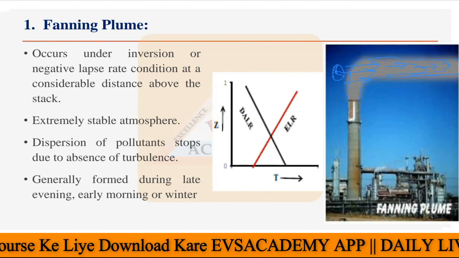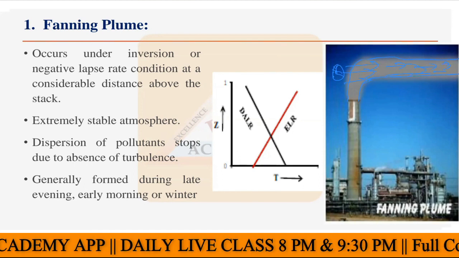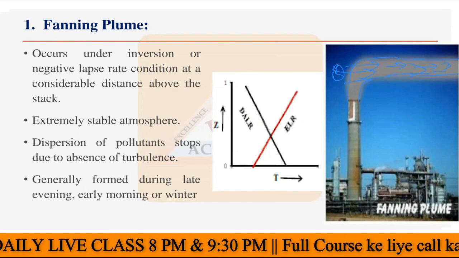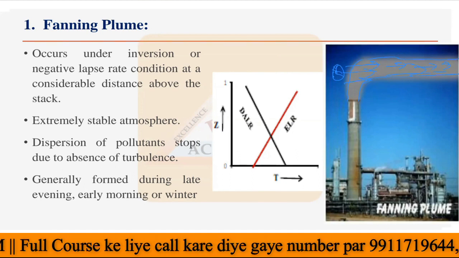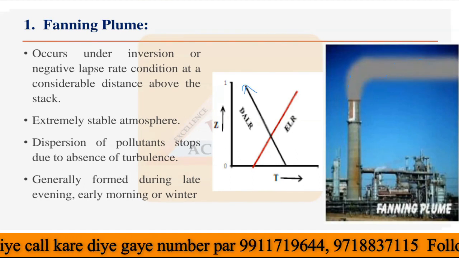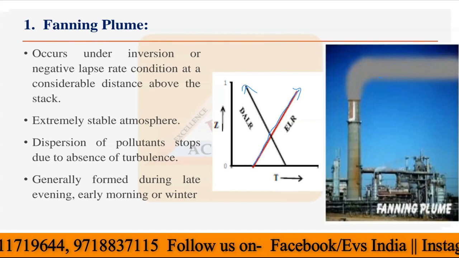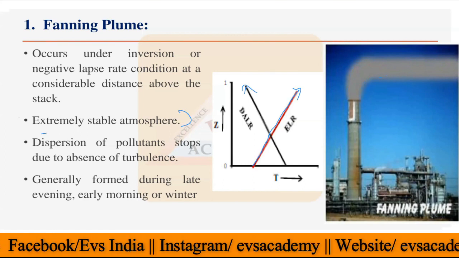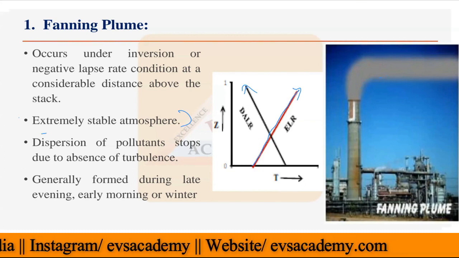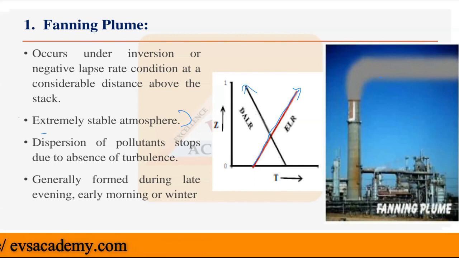So this occurs under the inversion condition or negative type of lapse rate condition in the atmosphere. So here you can see that the DALR is reducing, and the ELR, environmental lapse rate, is increasing with the increasing height in the atmosphere. So this is the temperature, this is the height. This takes place in the extremely stable atmosphere where the ELR is more than the DALR value. So this is just inversion condition. Inversion condition is associated with the stable atmosphere.